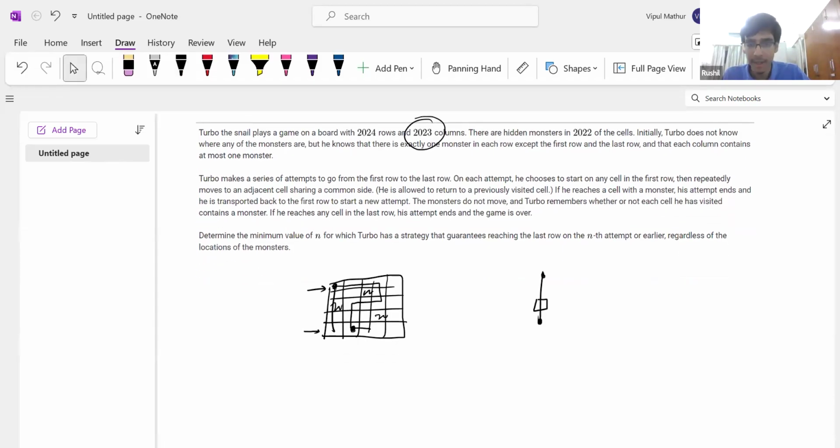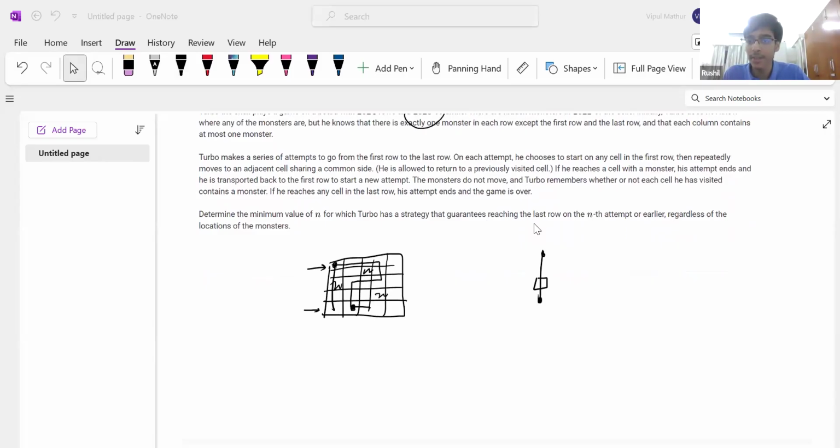Is the problem clear to everyone, or should I? What about bounding the number of moves?